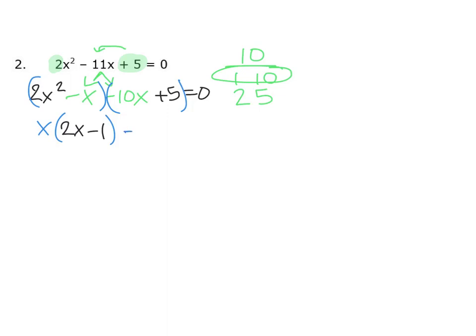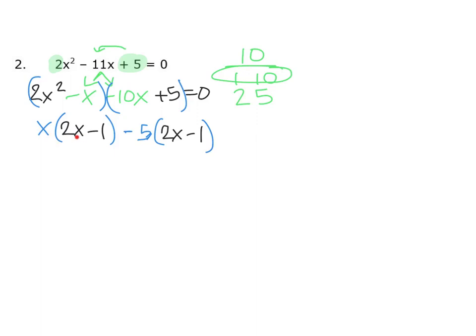And then we see, okay, well, what else do they have in common? They are both divisible by 5, so I'm going to take the 5 out. And only the negative 10x has a variable, the 5 does not. So the negative 5 is the only thing we can take out. Negative 10x divided by negative 5 is a positive 2x. 5 divided by negative 5 is a negative 1.